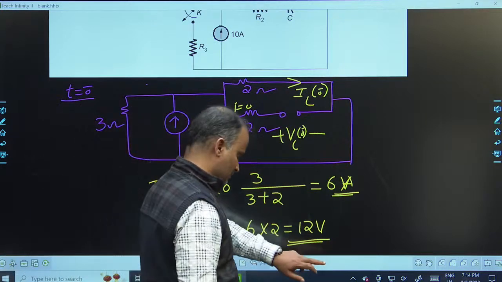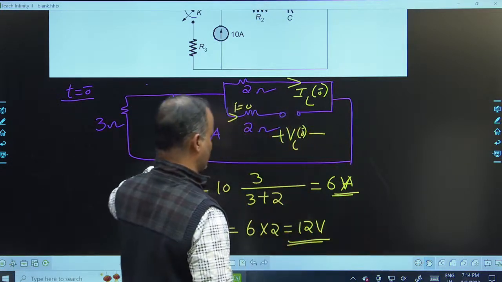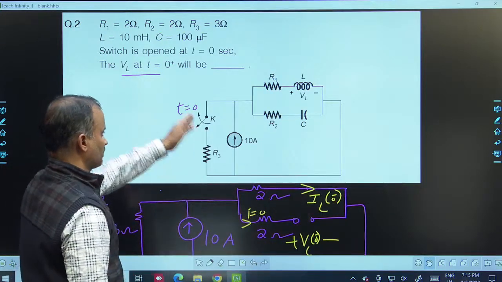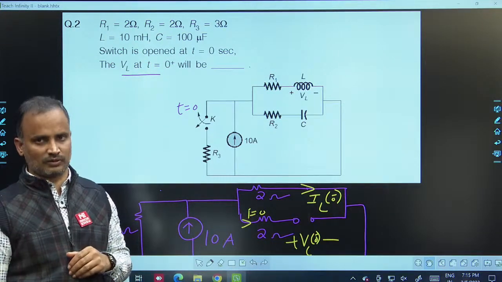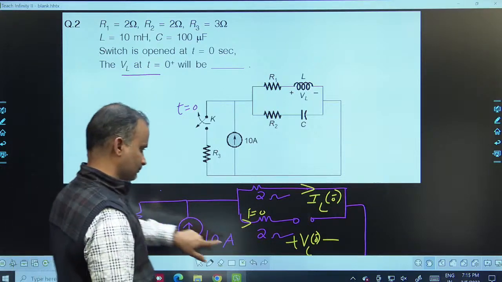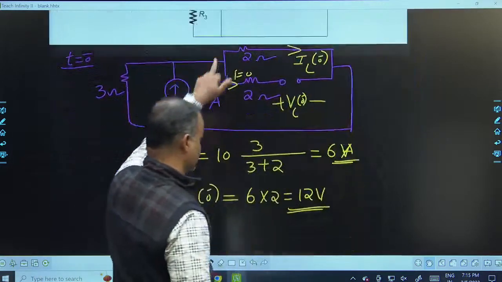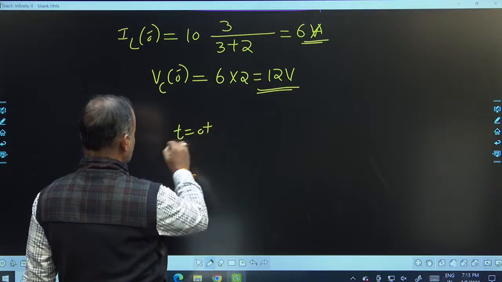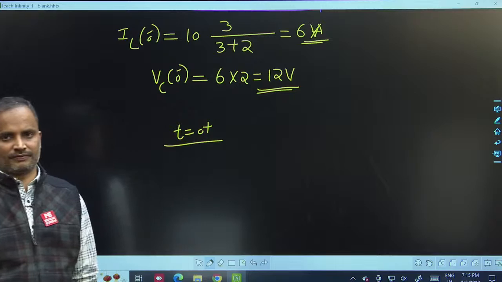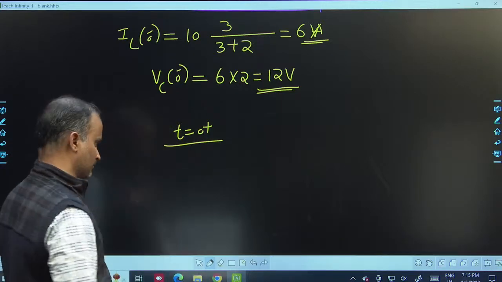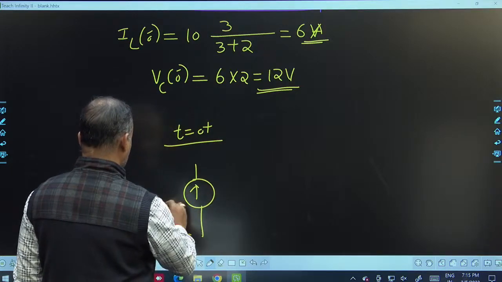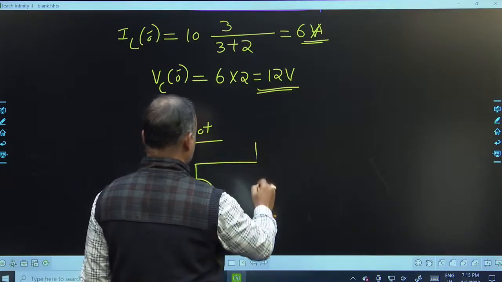Now the question is asking for the voltage across the inductor at t equal to 0 plus. At t equal to 0 seconds the switch is open. Then let us see the equivalent circuit at t equal to 0 plus. Since the switch is open, there is no need to consider the 3 ohms in the calculation. But the remaining part is the 10 amperes.